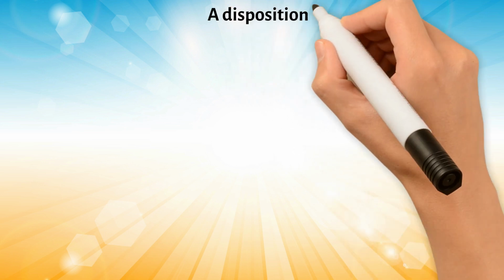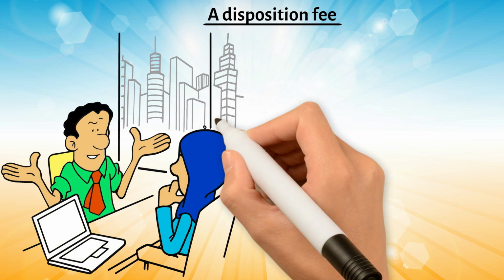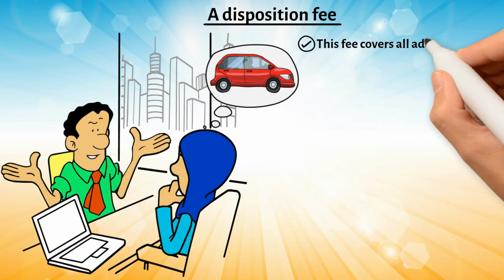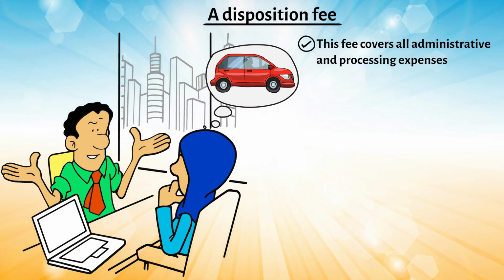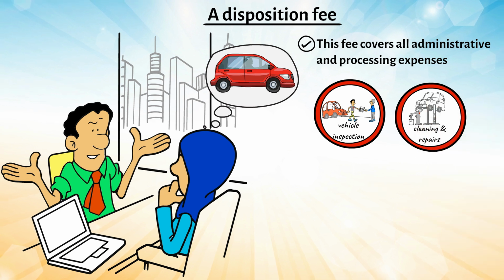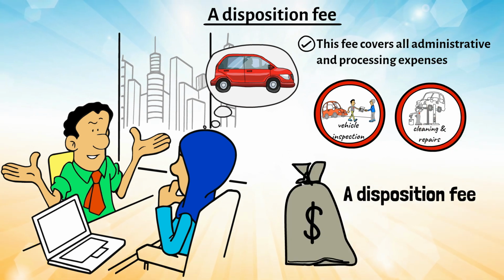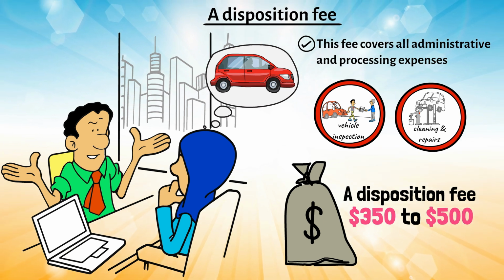A disposition fee is a charge assessed by the lessor when you turn in your leased vehicle to end your term. This fee covers all administrative and processing expenses incurred by the lessor when you turn in your leased car, including vehicle inspection, cleaning, and repairs. This fee varies by leasing company, but is generally around $350 to $500.